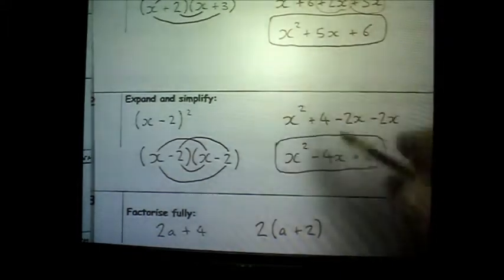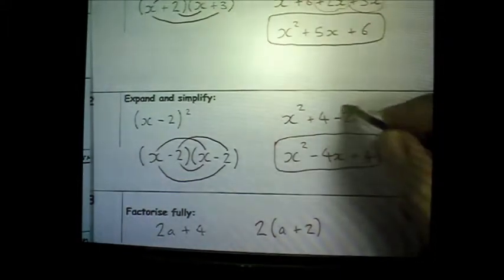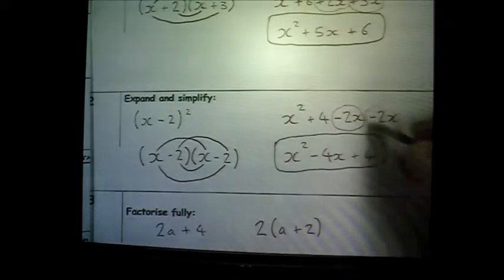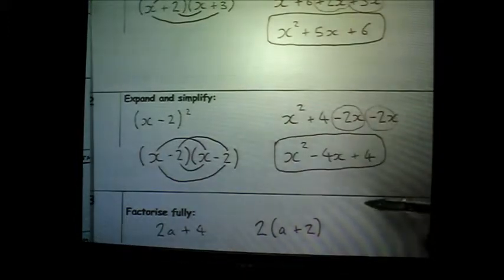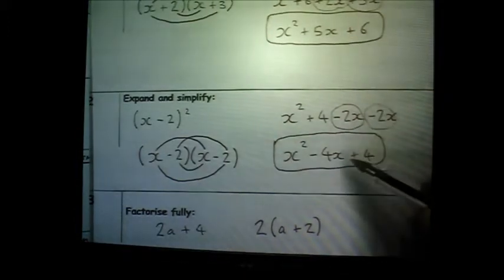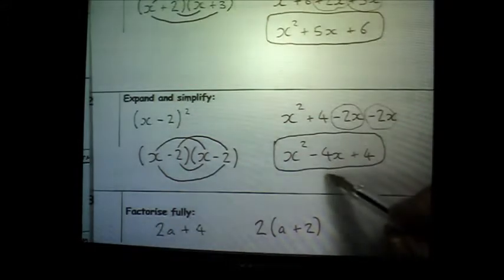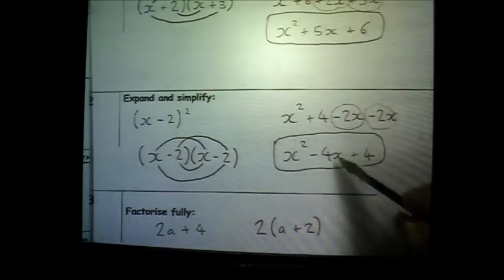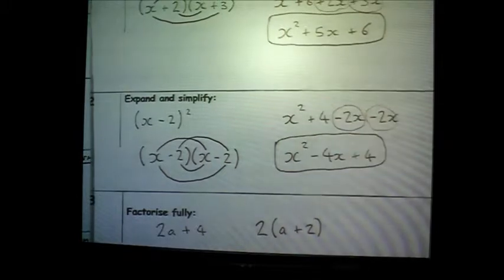Again, your x squared goes first, group your like terms. So you've got minus 2, take away 2, or minus 2, minus 2. It'll give you minus 4, because you start your number line at minus 2, then you take away 2 more. Then you add 4, that goes in.